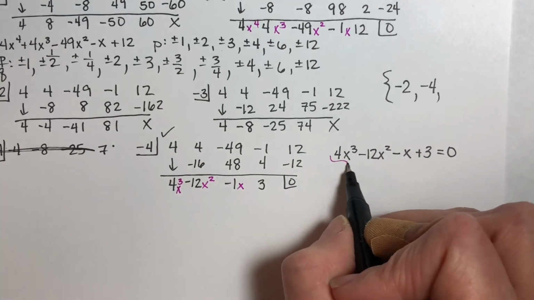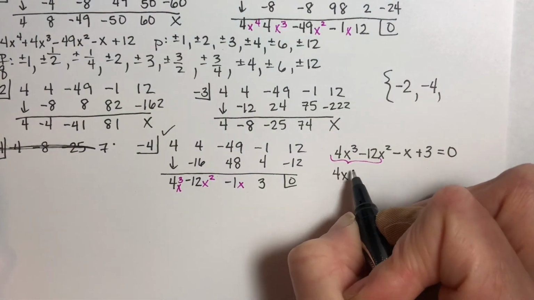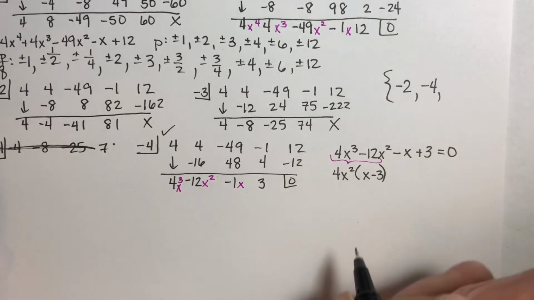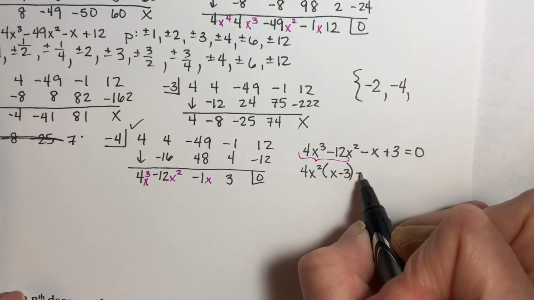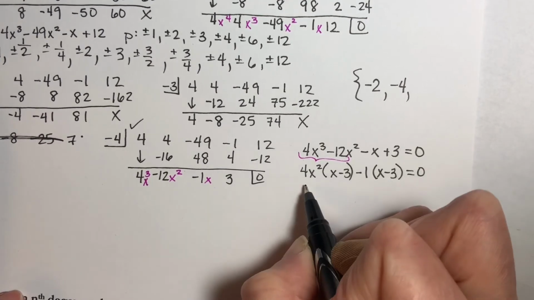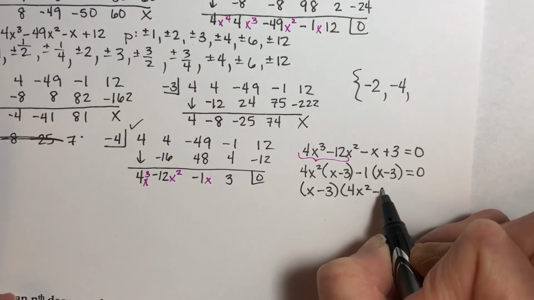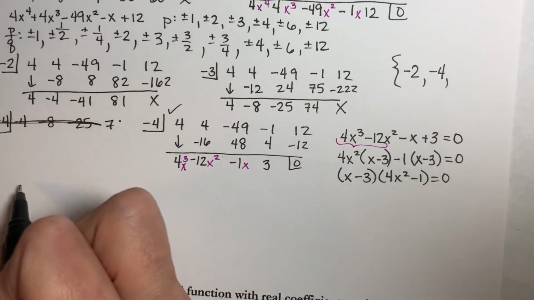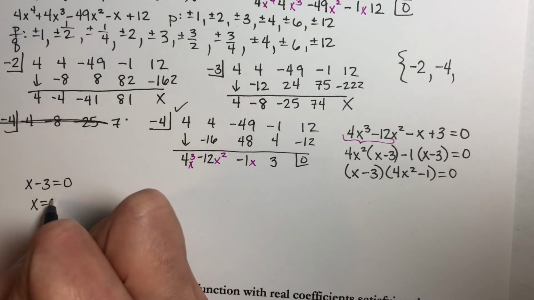If I group these first two together, I could factor out a 4x squared, and that would leave me with x minus 3. And then if I group these two together, and I factor out a -1, I will also have x minus 3. So that means this factors as x minus 3 times 4x squared minus 1 equals 0. And I can solve this. One of my solutions is going to come from x minus 3 equal to 0. And that just gives me x equal 3.